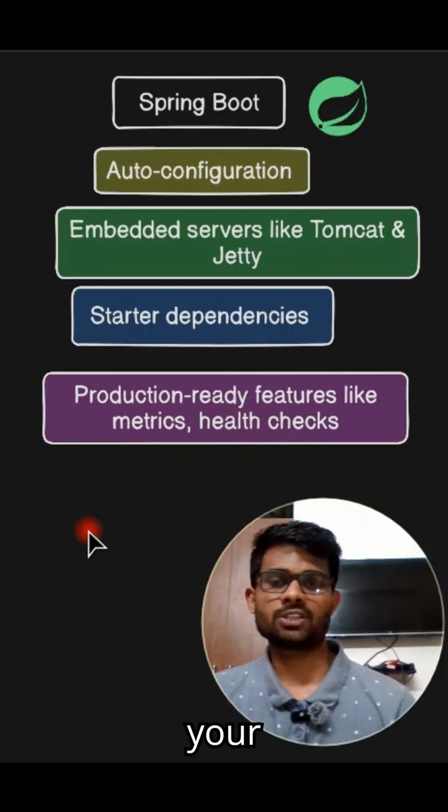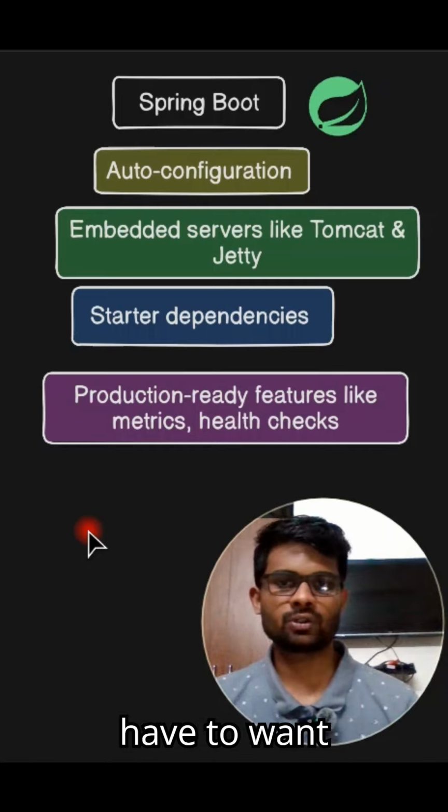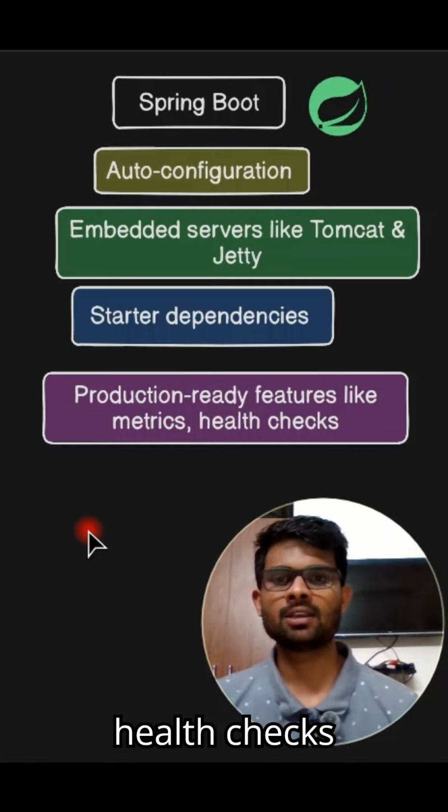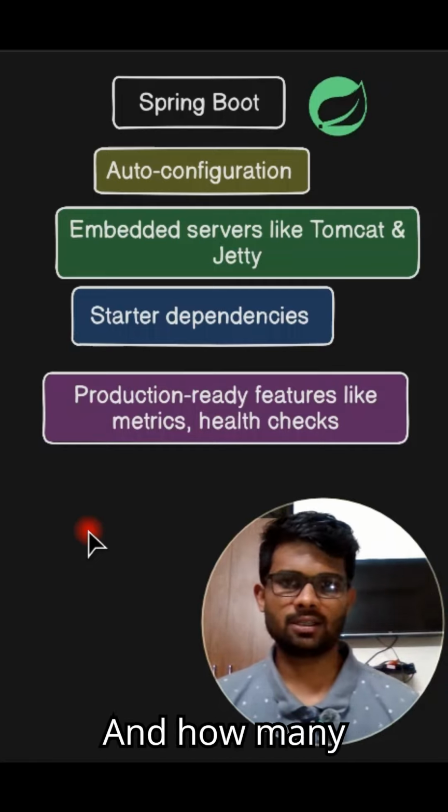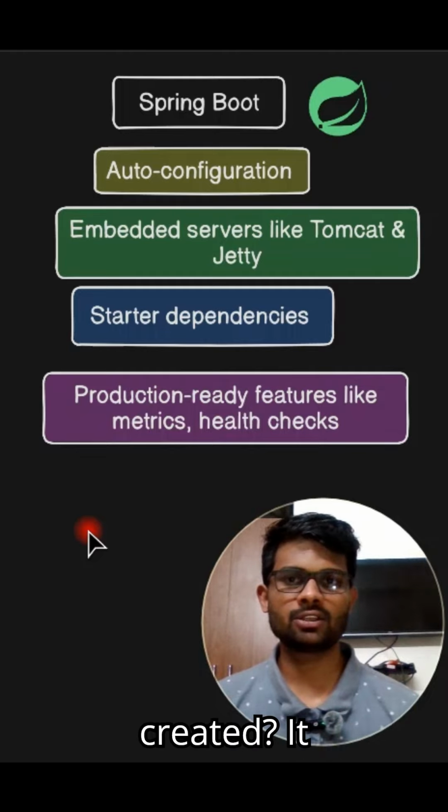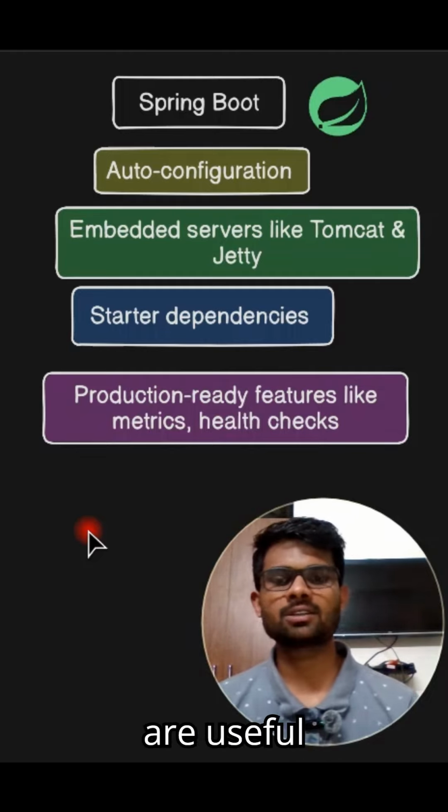Once you deploy your application in a production server, if you want to check health checks and metrics and how many beans are created, these health checks and metrics are useful when you deploy the application in production.